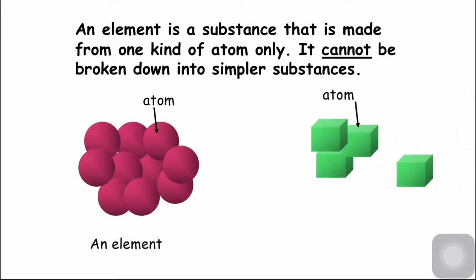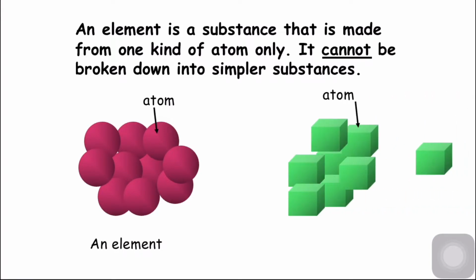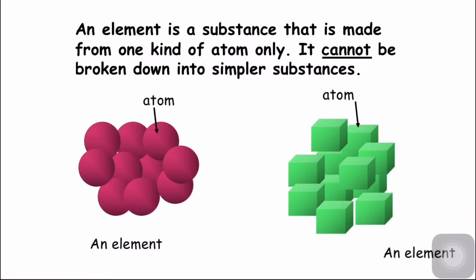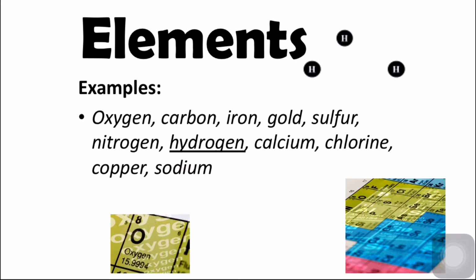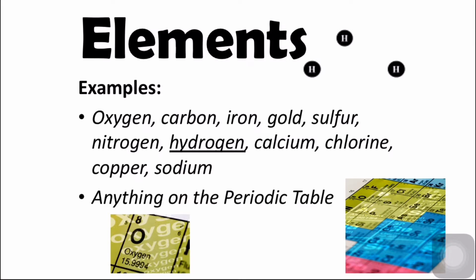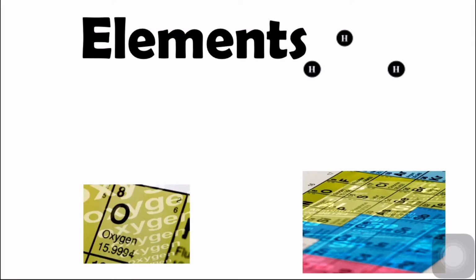For example, we have here two elements with different kinds of atom. Each element has their specific atoms. These are the examples of elements: oxygen, carbon, iron, gold, sulfur, nitrogen, hydrogen, calcium, chlorine, copper, and sodium. Anything on the periodic table are all elements.